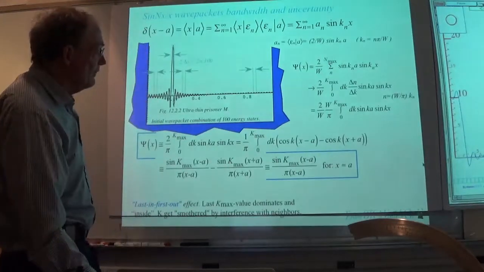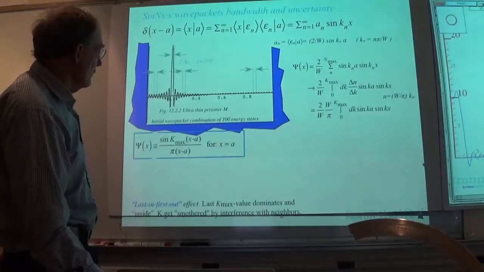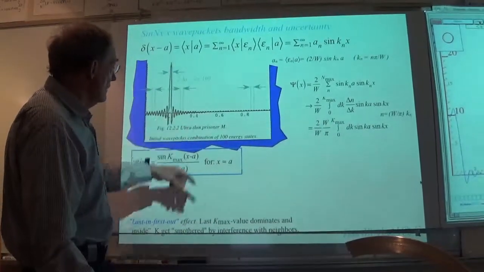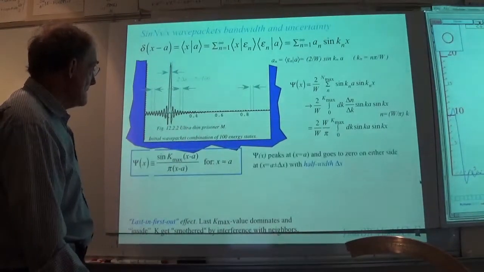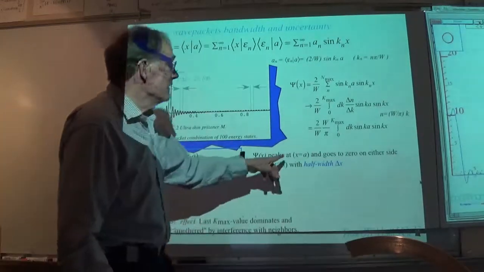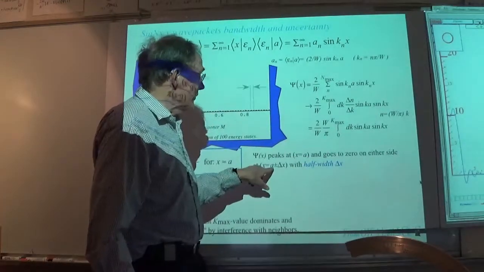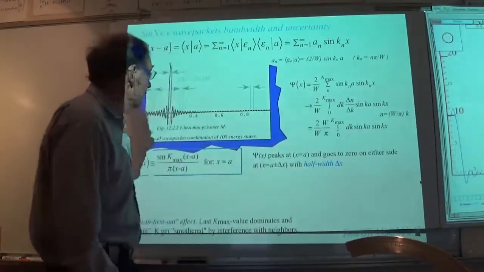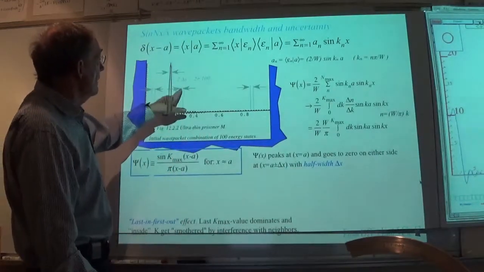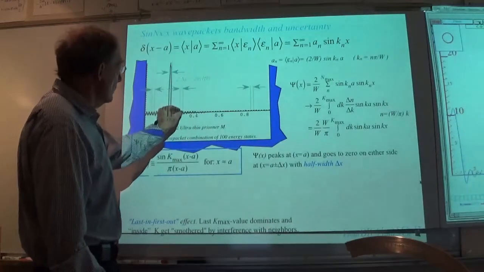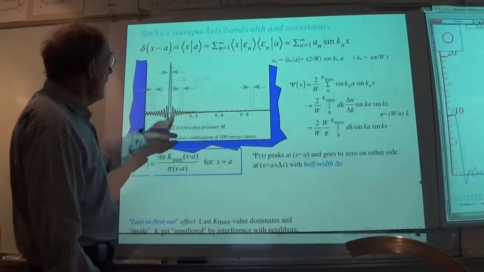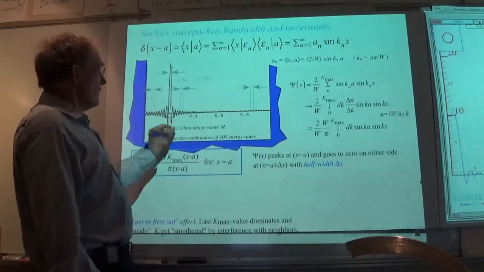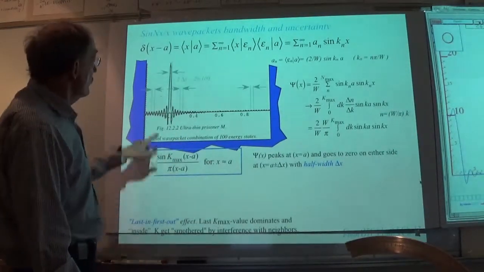So, a lot of lessons that you get to learn with this. This is the function for x close to a, in the neighborhood of a, and the peak goes to 0 on either side, a plus delta x and a minus delta x, the half-width delta x. That's what we're talking about here. This is 2 delta x, a full width. That's 2 pi over 100. Half of it is right there. There's the width that we're seeing just of this peak.